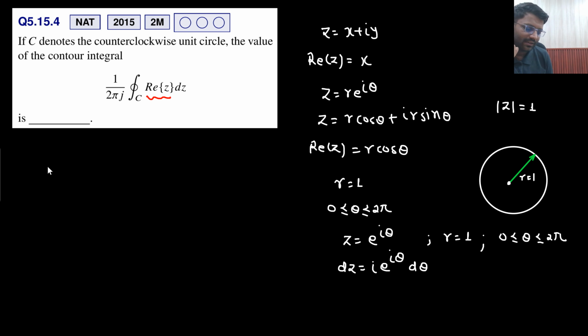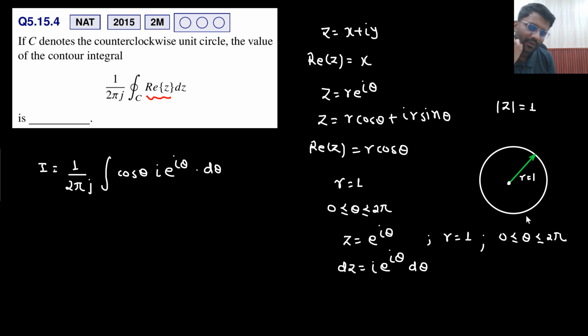What is your integral? Integral I would be 1 upon 2 pi j. Over the contour C you are supposed to integrate. What is real part of z? Real part of z is r cos theta. Value of r is 1 only, no? So let's ignore this. So it will be cos theta. And what is dz? dz is iota e to the power iota theta d theta, with theta going from 0 to 2 pi.